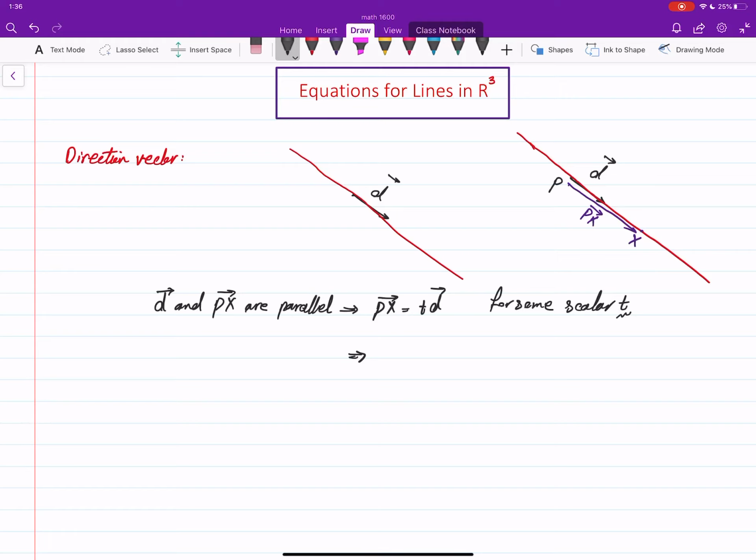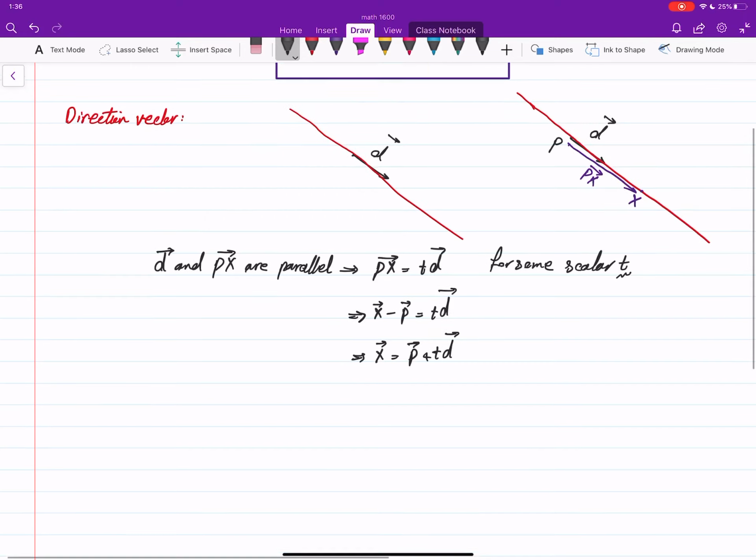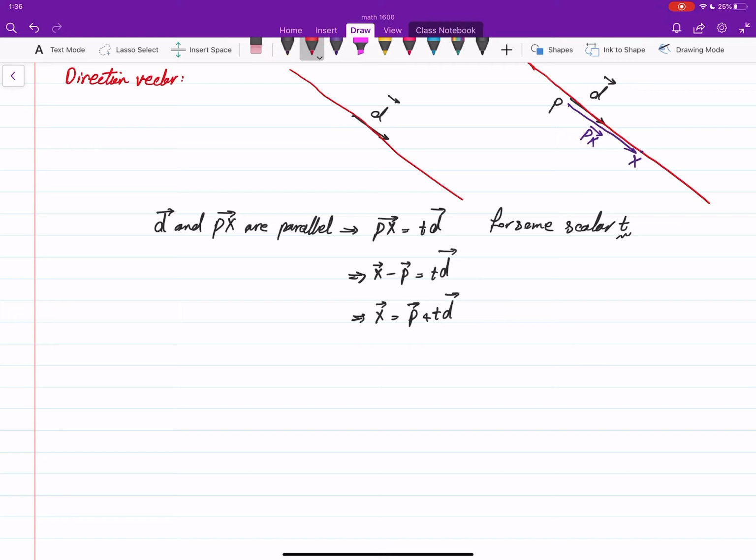We call this t the parameter. PX you can write in the form of a difference of two vectors, the position vector x and the position vector p, and we'll take p to the other side, or add p to both sides. This is x equals p plus td. Well, this is exactly the form we had for the lines in R2, so it's called the vector form. The vector form of a line which passes through a point P and is parallel to vector D is given by this equation. So let me put this in the box and then we start an example.